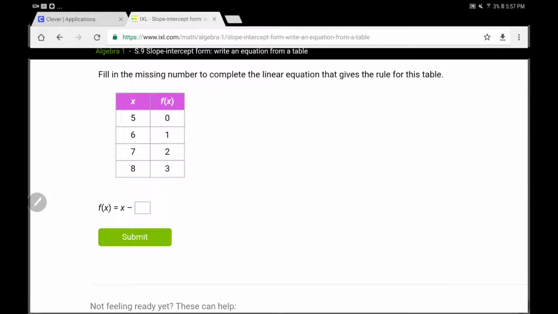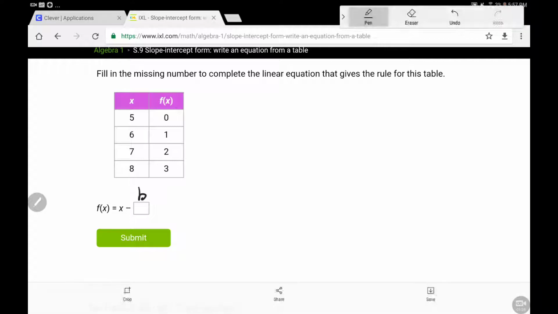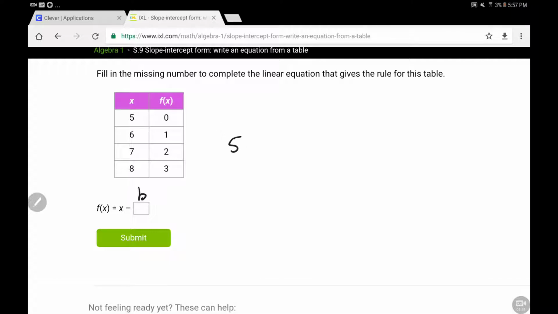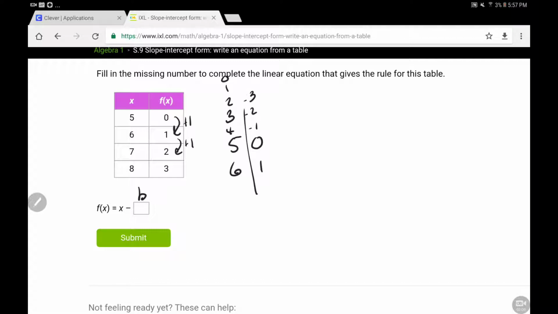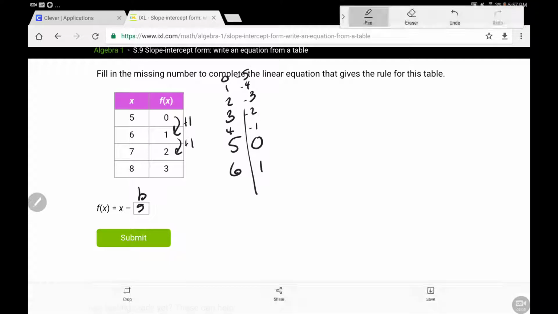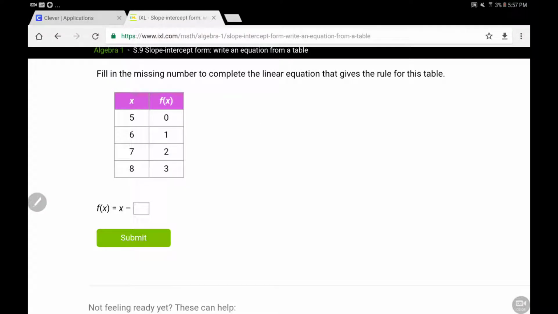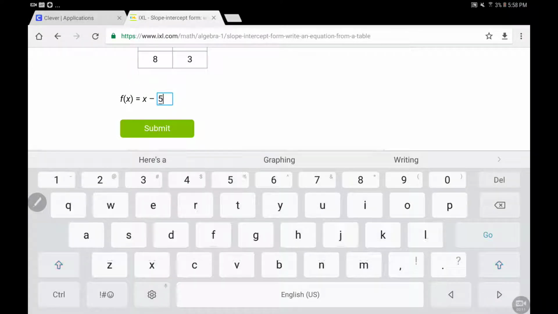Again, right here, this is looking for the y-intercept. So we need x to be 0. So if I have, here's 5, 0, 6, 1, I need to go 4, 3, 2, 1, 0. Our slope here is, we're increasing by 1, so to go backwards, go back 1. So 0, 1, go the other way. Negative 1, negative 2, negative 3, negative 4, negative 5. So in here, it's going to be 5.